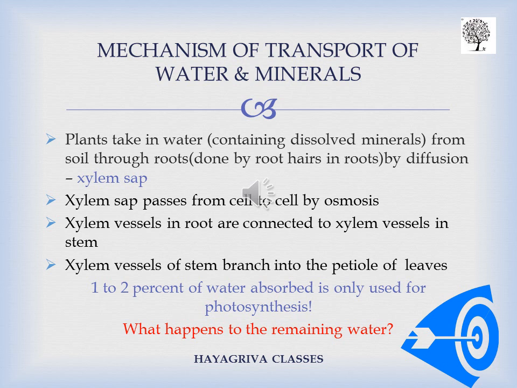Slowly it will come up to the stem, and it will reach the petiole of the leaves. What is the petiole of a leaf? It's the stalk. Okay, and then it will branch out into the leaf. So water from the root reaches up to the leaf. But please note that only a small amount of the water absorbed is used for photosynthesis, roughly 2%. Okay, only 2%. What happens to the remaining water which is sucked up? Yeah, transpiration. Through transpiration, the rest of the water is lost in the form of water vapor.